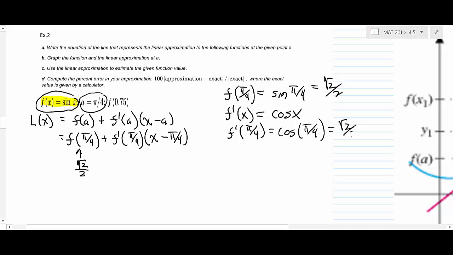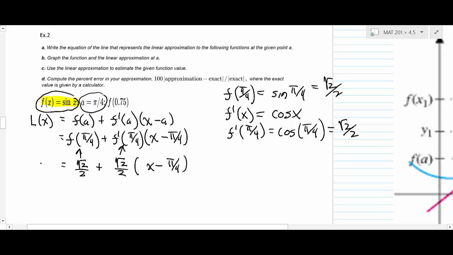It's root 2 over 2 also. On a unit circle at pi over 4, the point is square root of 2 over 2 comma square root of 2 over 2. Okay? So that means this value is going to also be square root of 2 over 2. Then we have x minus pi over 4 like that.